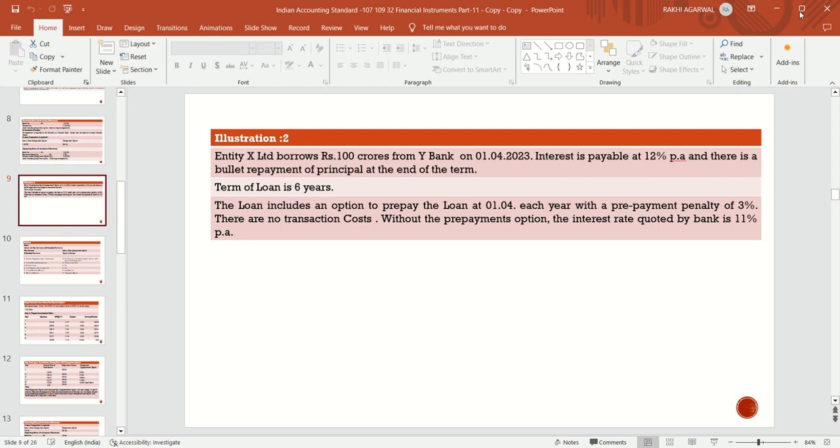The term of the loan is 6 years, and the loan includes an option to prepay the loan on 1st April each year. Means the loan includes an option to prepay every financial year on 1st April, with a prepayment penalty of 3%. There are no transaction costs. Without the prepayment option, the interest rate quoted by the bank is 11% per annum.